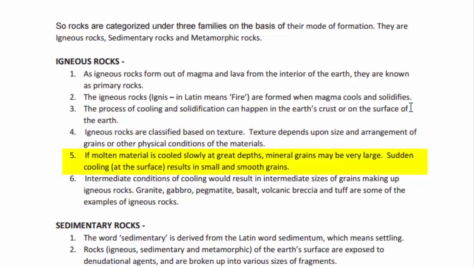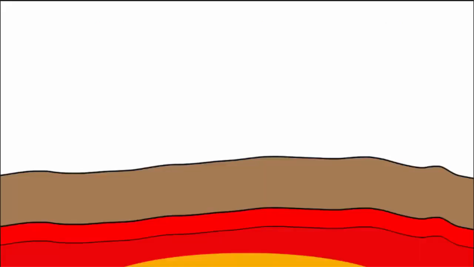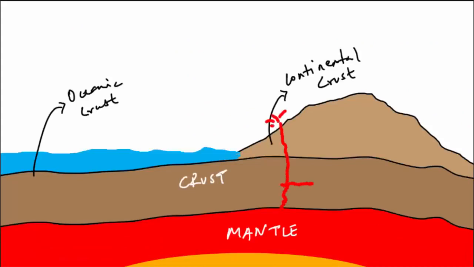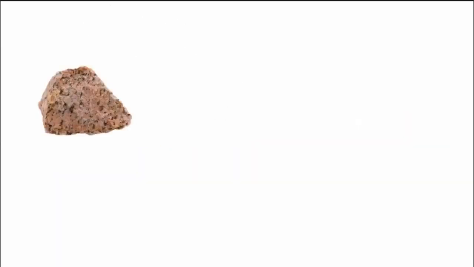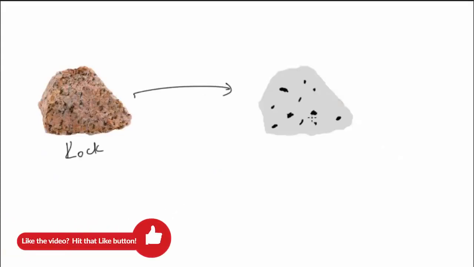If molten material is cooled slowly at greater depths, mineral grains may be very large. Sudden cooling at the surface results in small and smooth grains. Remember the third point where I said sometimes the magma cools down under the crust itself and does not really come out on the surface. So when magma cools under the crust, it does become solid, but it does not get exposed to the external weathering agents like wind, river and ice. Because of that, the mineral grains do not break, they are intact.